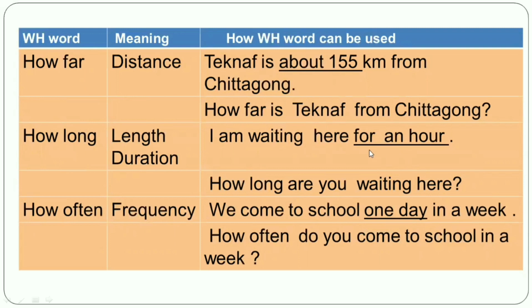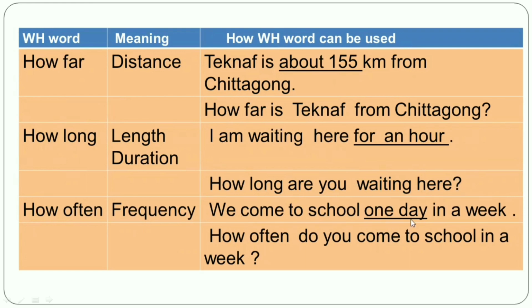Next one, I'm waiting here for an hour. My dear student, here the underlined word indicates the length of the time, duration. So if the underlined word indicates the length or duration of the time, then the WH word will be how long. So right here at first, how long, then is there an auxiliary verb? Yes, am is the auxiliary verb. So instead of am, you have to write are. So right here are, and instead of I, you have to write you. How long are you? Then main verb waiting here. And at last, question mark.